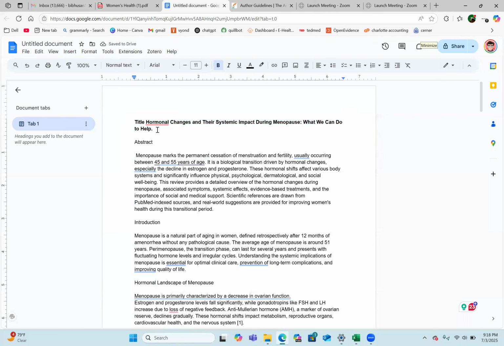It looks like a title written by a doctor, right? It says hormone changes and the systemic impact during menopause. What we can do to help? I'll simply say hormone changes during menopause, how does it impact your life, or something like that. Easy, you don't need to write the systemic thing and stuff like that.